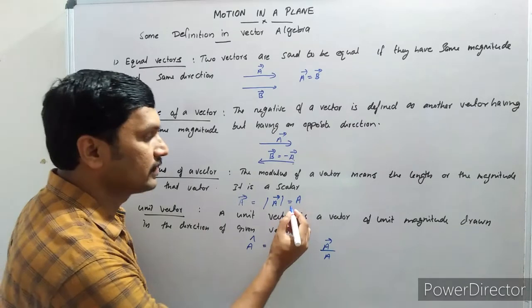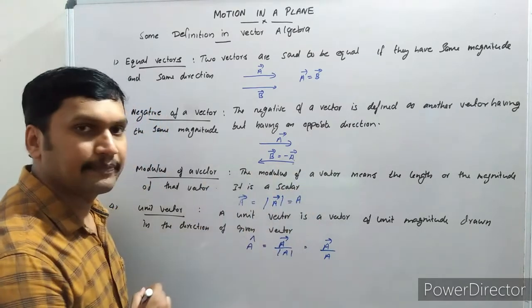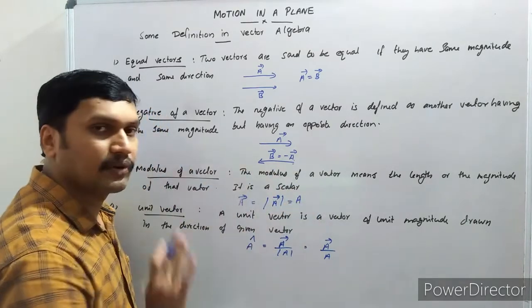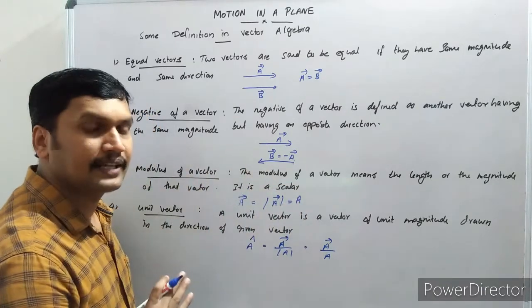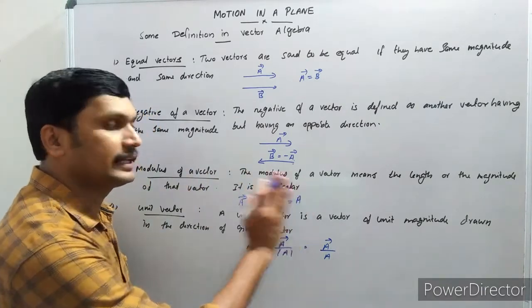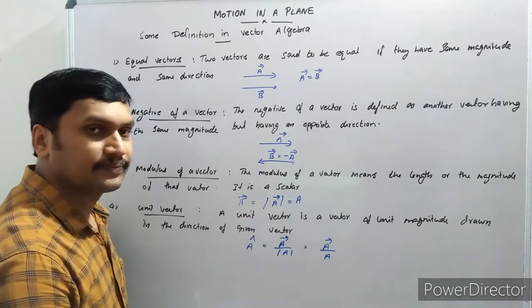Another representation is simply writing the alphabet A. It means there is no direction, it is not a vector, it's only a scalar quantity. We are dealing with only the magnitude of that vector.